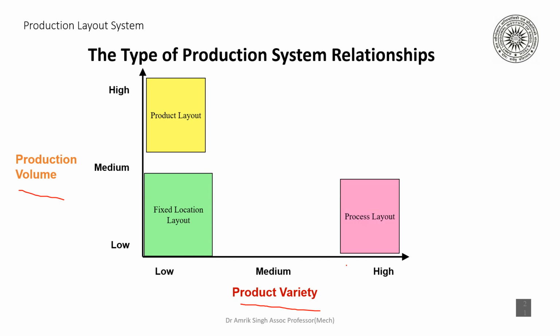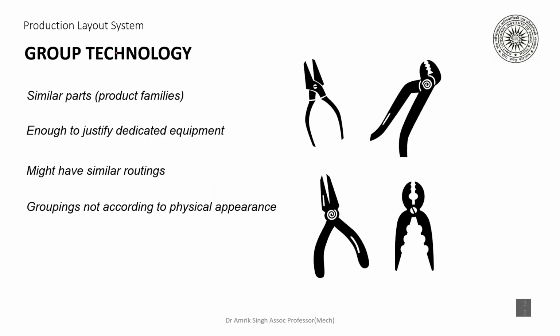If the product variety is high but the volume is low to medium, then we go for the process layout. And if the product variety is medium and the production volume is also medium, we try to follow the group technology layout. It is another type of layout. So what is group technology? Group technology is a technology in which we make similar parts together, and we call it a product family.